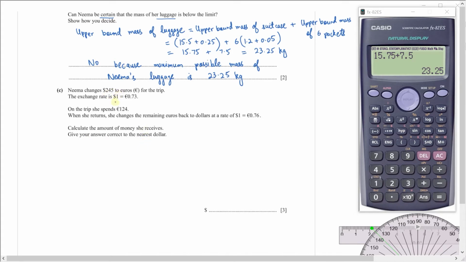So let's start from the top. She has $245 which she converts to euros. So you have dollars ratio euros. Dollar is 1 ratio 0.73, and she converts $245 to, let's call them, X euros. So I will cross multiply here to form my equation. Since they are directly proportional, more dollars means more euros. So X multiplied by 1 is X, 245 multiplied by 0.73.